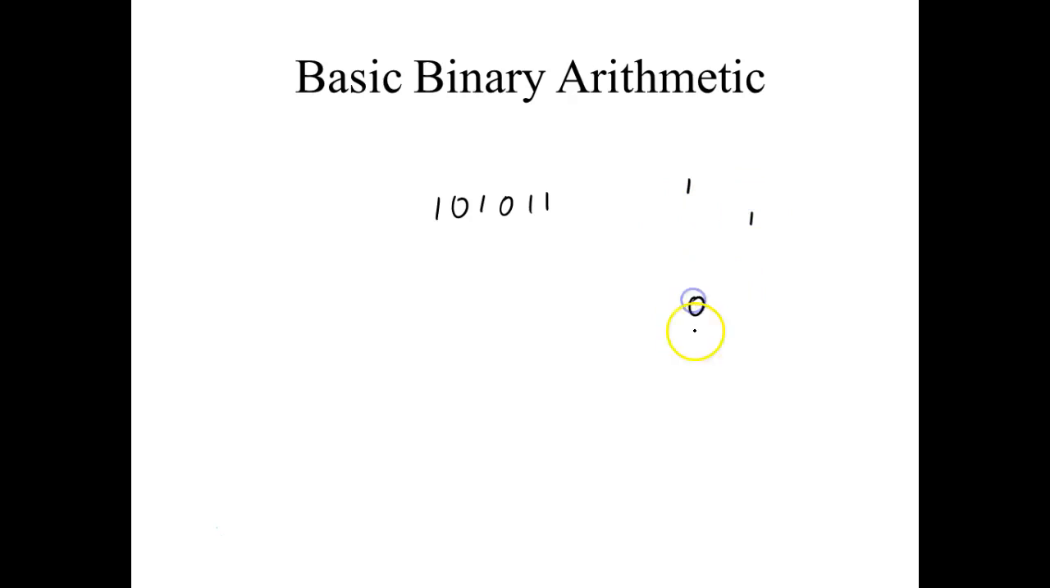So if I add a 0 plus a 0, what would that give me? 0. If I was to add a 1 plus a 0, what would that give me? A 1 plus a 0. 1. Oh, you're talking about the binary. Yeah, this is binary. This is basic binary arithmetic. A 0 plus a 1 would give me a what? 1. A 1 plus a 1 would give me a what?